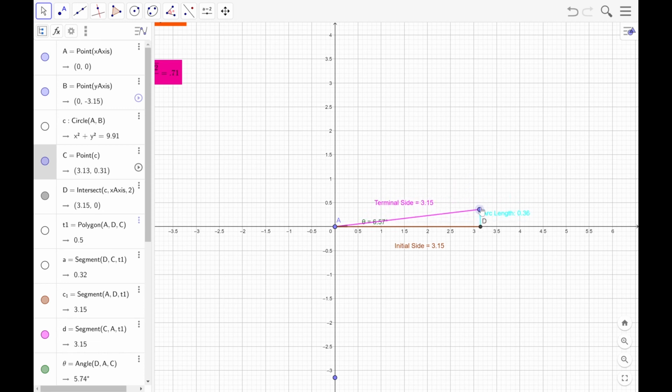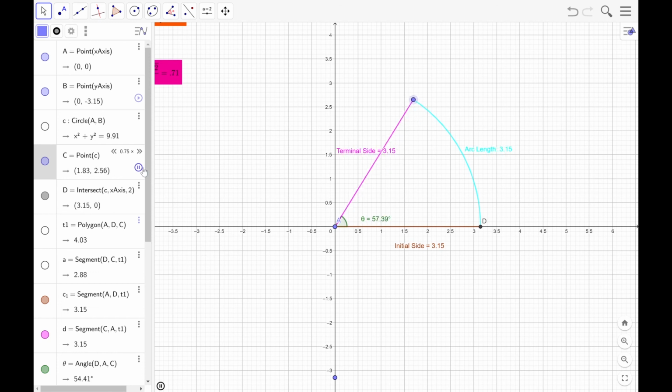So you'll see that my arc length increases as my theta increases, right? As the angle between the initial side and the terminal side increases, so does the distance traveled by this dot from the starting point, which was this dot D, right? Okay, so what happens if I let this theta keep increasing? What's going to happen to our arc length? And what's the pattern that's going to start tracing out?